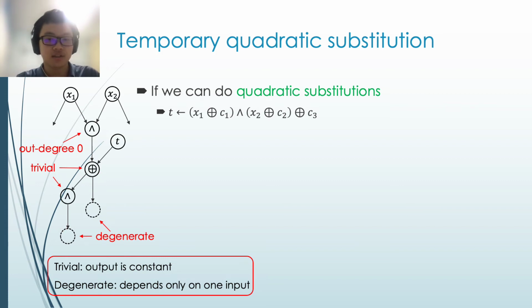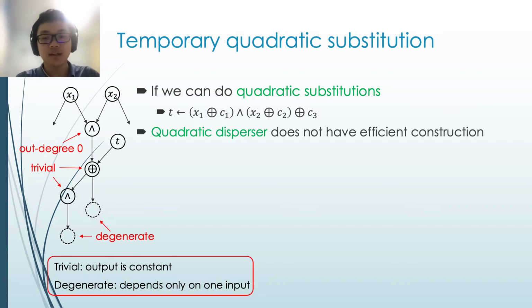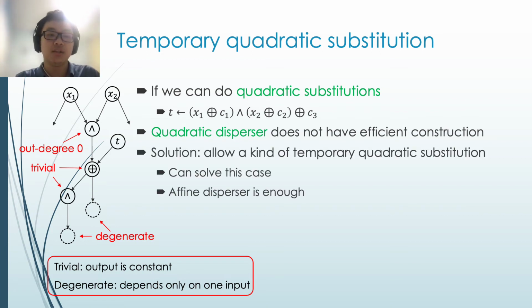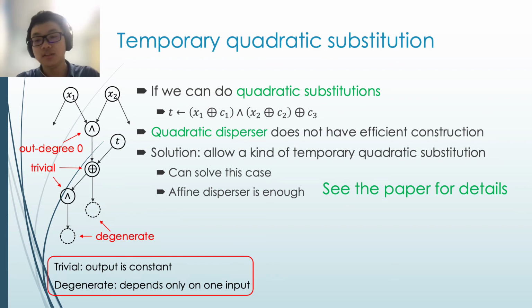That's overkill. But the problem is, we don't have explicit constructions for quadratic dispersers, which allow us to do quadratic substitutions. How do we solve this? The solution is we allow some kind of temporary quadratic substitution, which is enough to solve this case, and it is so temporary that only an affine disperser is enough for us to argue the lower bound. This is a bit complicated. You can see the paper in 2016 for details.